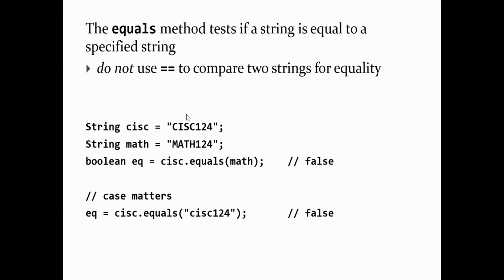Do not use equals equals to compare two strings for equality, unless you really know what you're doing. Hopefully by the end of the course you'll really know what you're doing. But for now, if you encounter a situation where you want to test if two strings are the same, are equal, use the equals method. Do not use equals equals. Okay?